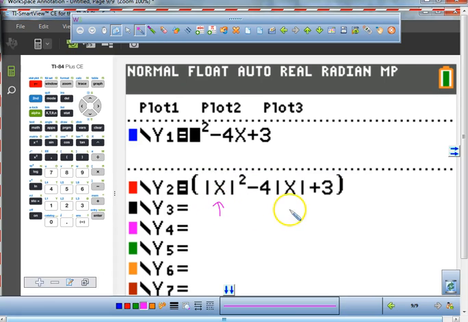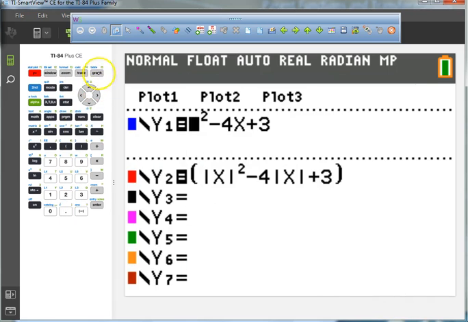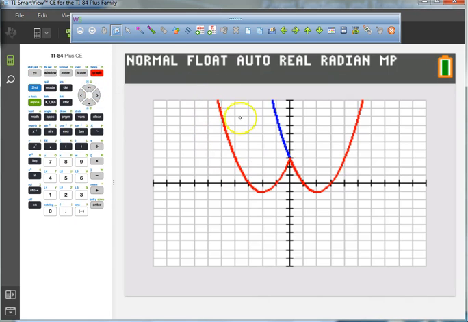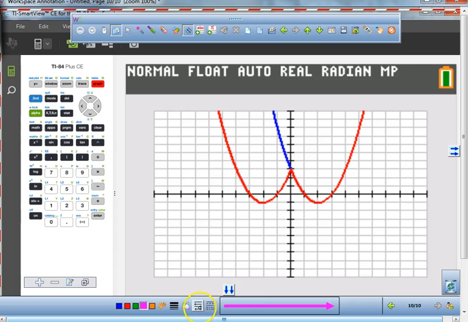all right, so when we take the absolute value of all of those, when we hit the graph button, you can clearly see that it's what? It's a reflection across what? The y-axis. Reflection across the y-axis.